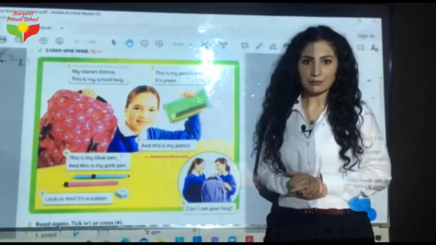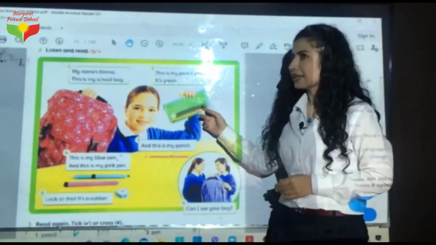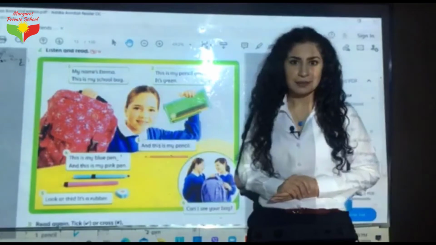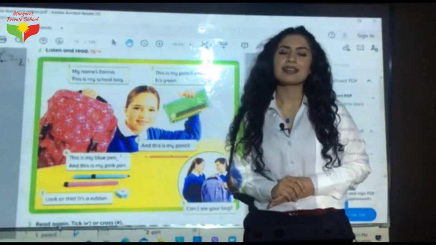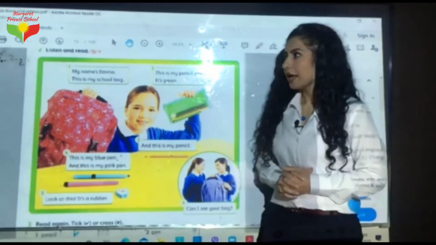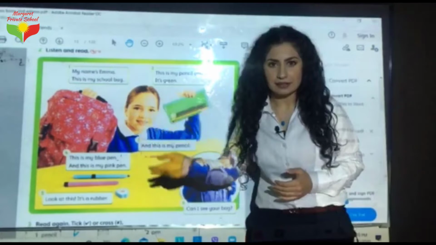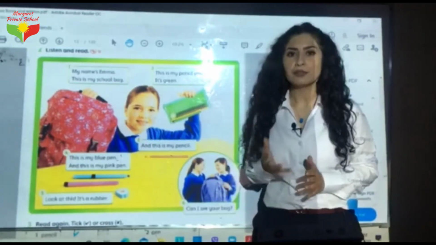Okay, now repeat after me. Pencil case. Pencil case. Excellent dear. Now tell me, do you have any pencil case? Excellent. You can say, I have a green pencil case, or I have a blue pencil case, or I have a pink pencil case. Whatever you have.